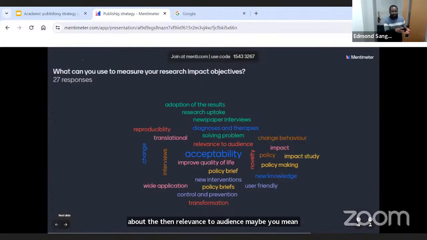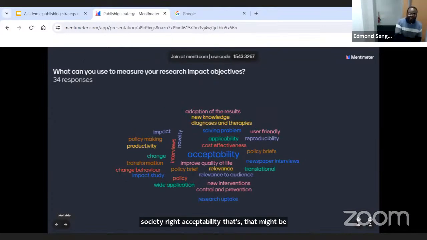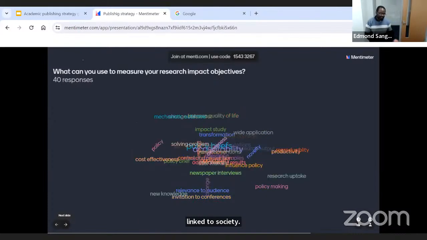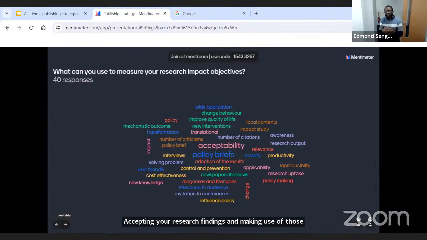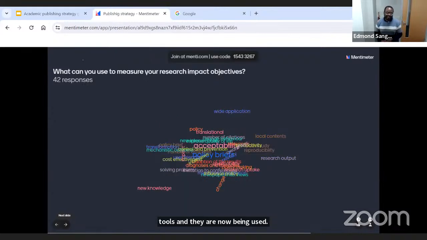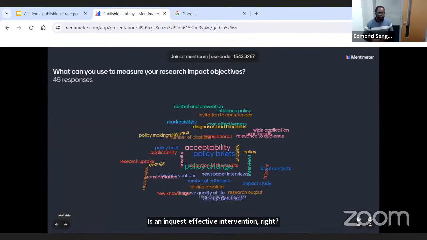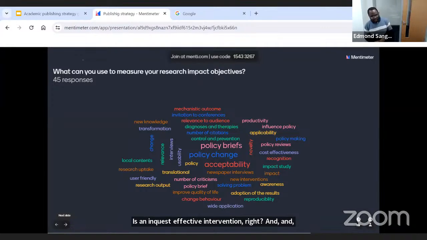Acceptability, that might be linked to society accepting your research findings and making use of those results, right? Cost effectiveness, maybe develop some tools and they are now being used as a cost-effective intervention, right? Diagnosis and therapies and translation, that is more aligned to those who are in health.